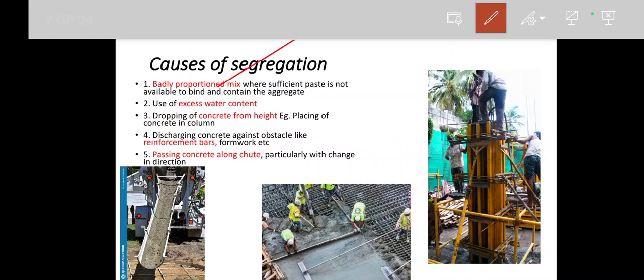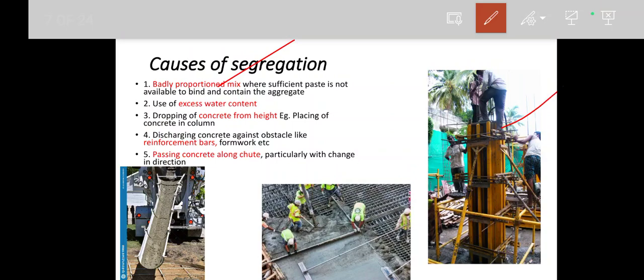Second one, excess water content. The main cause of segregation is also adding more water. If you add more water, then the cohesive nature won't be there, so separation will happen easily. Also, dropping concrete from a height.